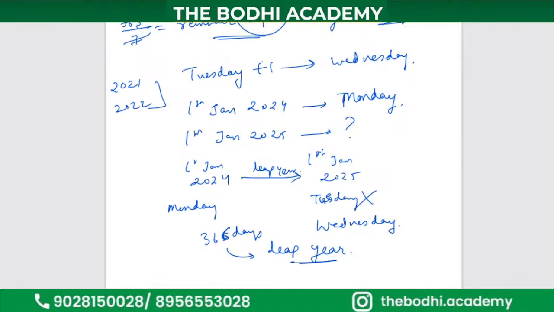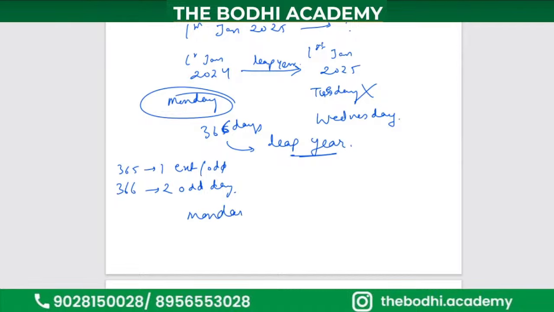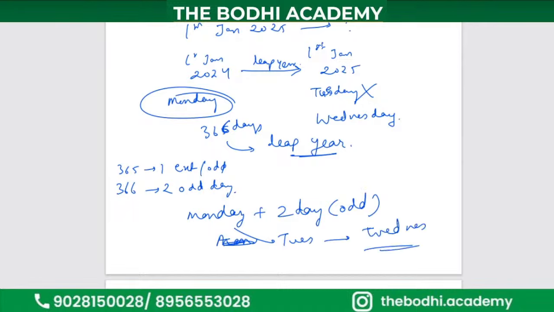Now, when we have 365 days, we have 1 extra day or 1 odd day. When we have 366 days, we will have 2 odd days. And when we have 2 odd days, we need to add them to the day given in the question. So we have to add Monday plus 2 days. Monday plus 2 means first will be Tuesday and then Wednesday. So the answer will be Wednesday on 1st Jan 2025. If you don't believe, you can check your calendar.